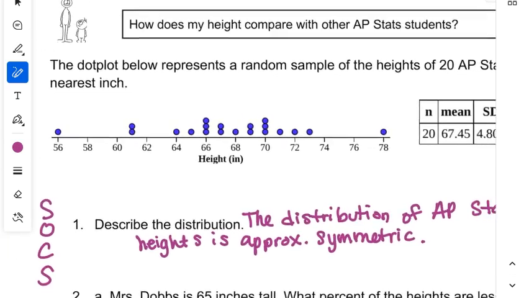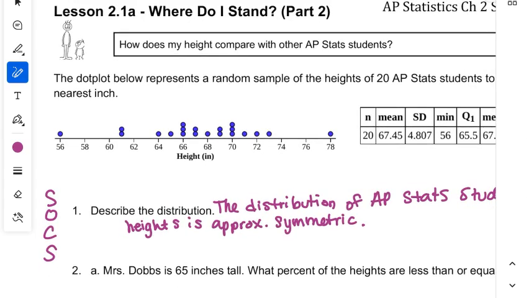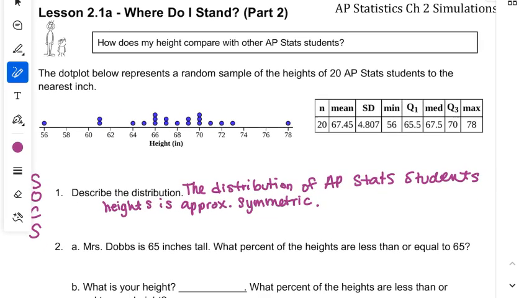When we describe a distribution, we're going to use SOCS. So the distribution of AP Stat students is approximately symmetric. Y'all agree? Good. Okay, so we did shape. Then what else do we need to write? Outliers. So what could be the outliers? Okay. Possible outliers.